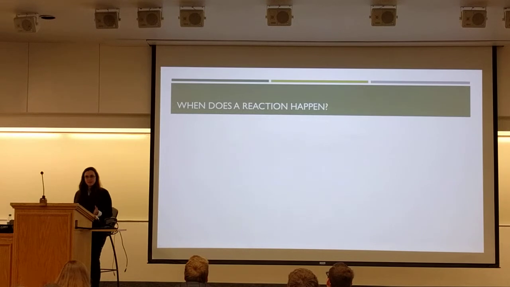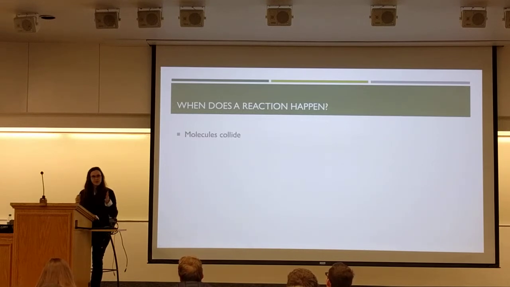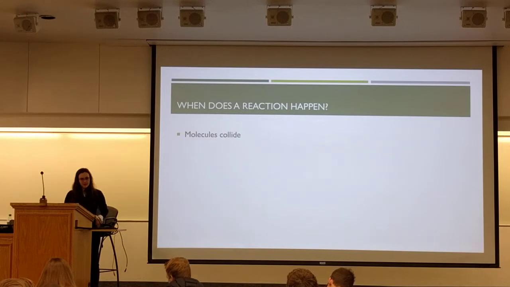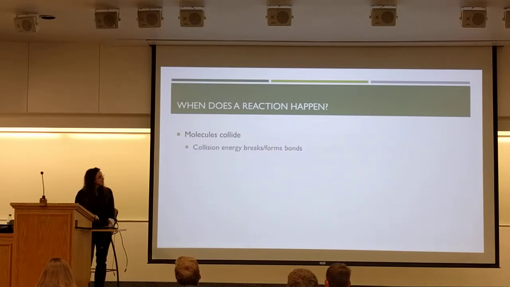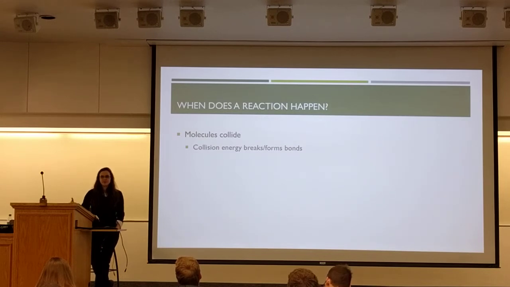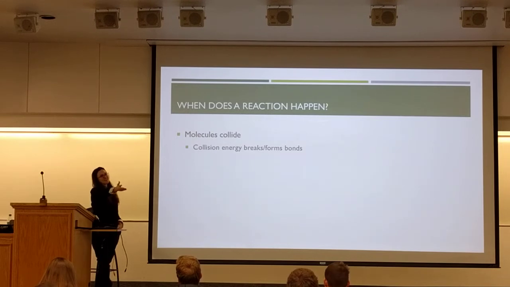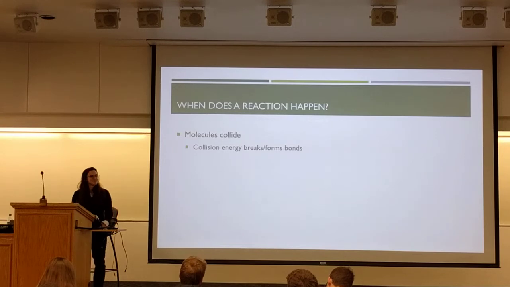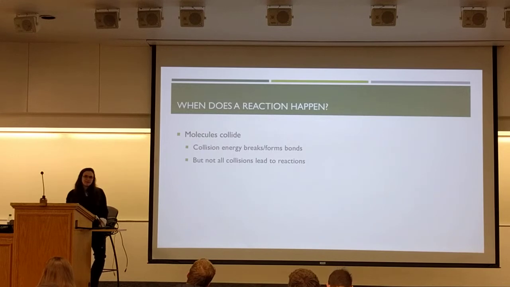Okay, so when does a chemical reaction happen? So molecules collide. They're flying around, they hit each other, and this collision energy breaks and or forms bonds, and you have new molecules. By the way, the molecules are flying around and then they hit each other. So what kind of energy is that? Anyone have an idea? Kinetic. I heard kinetic. Yes, so kinetic energy. It comes from their velocity as they're flying around and it suddenly stops as they hit each other. But not all collisions lead to reactions.